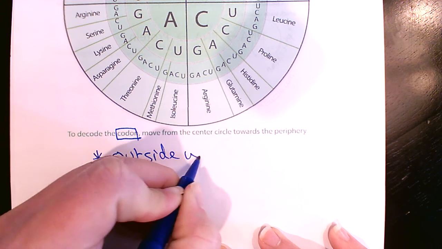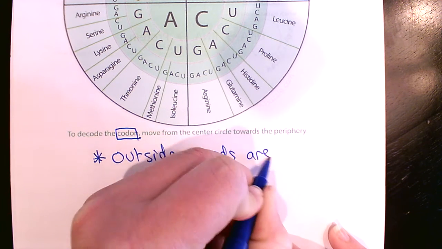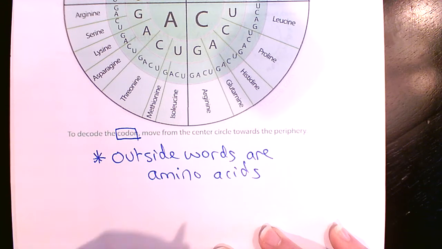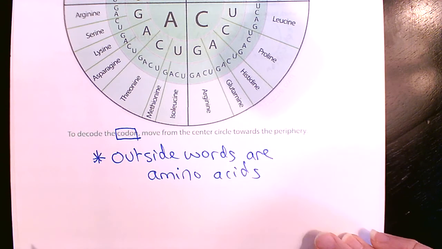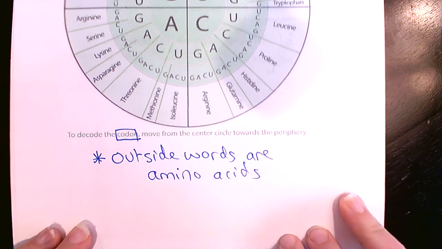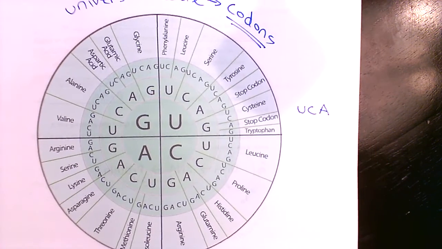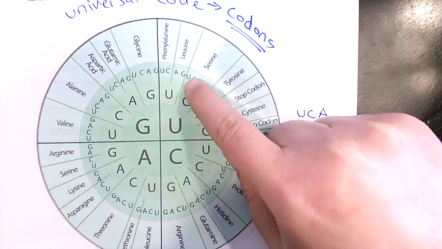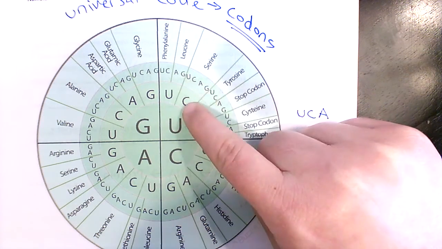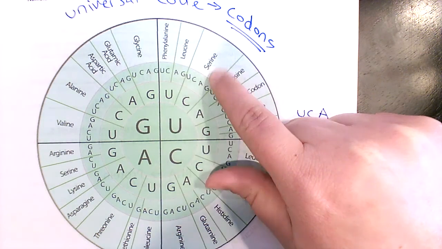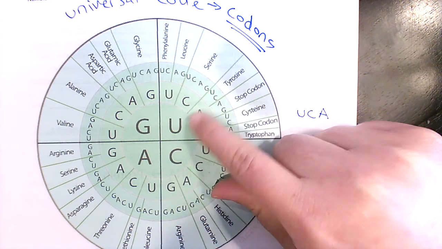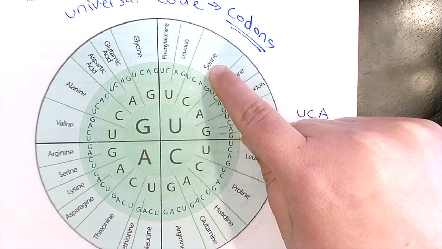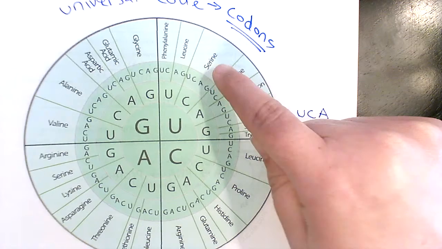Outside words are amino acids. Okay, there's 20 different ones. And if you notice, some of them have more than one codon. For example, the one we just looked at, serine: UCU is serine, UCC also serine, UCA also serine, UCG also serine. Okay, so that is true.